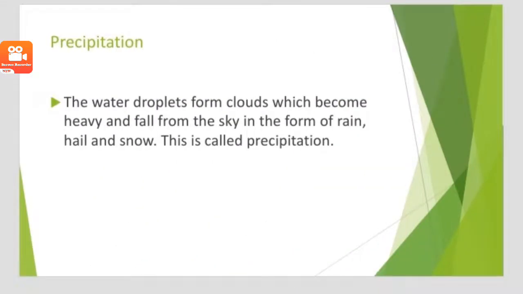Number three is precipitation. The water droplets form clouds which become heavy and fall from the sky in the form of rain, hail and snow. So this process is called precipitation. So these three processes take place in the water cycle.